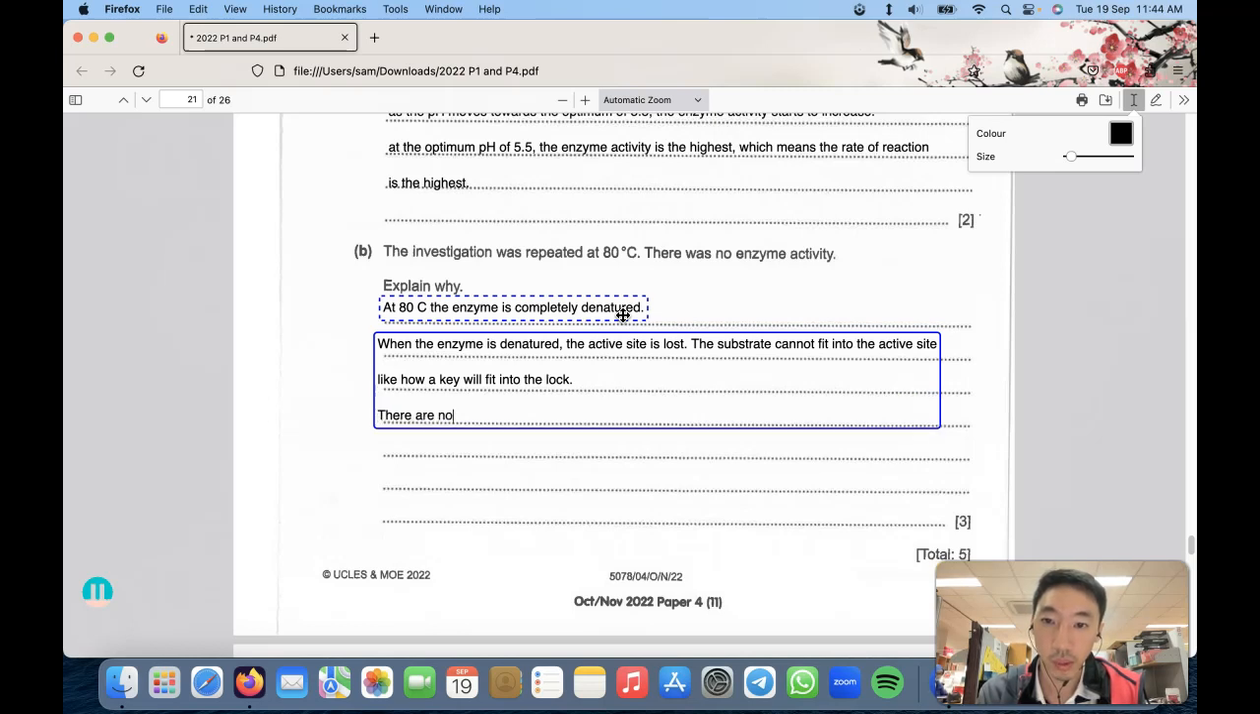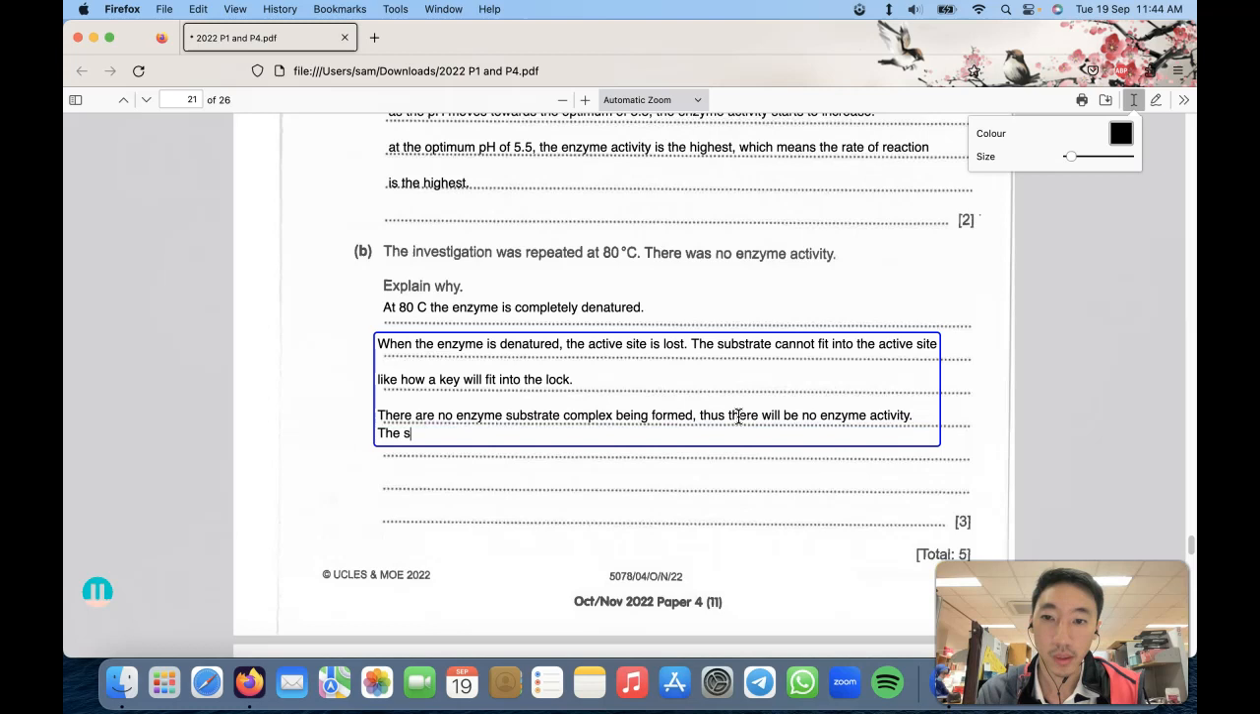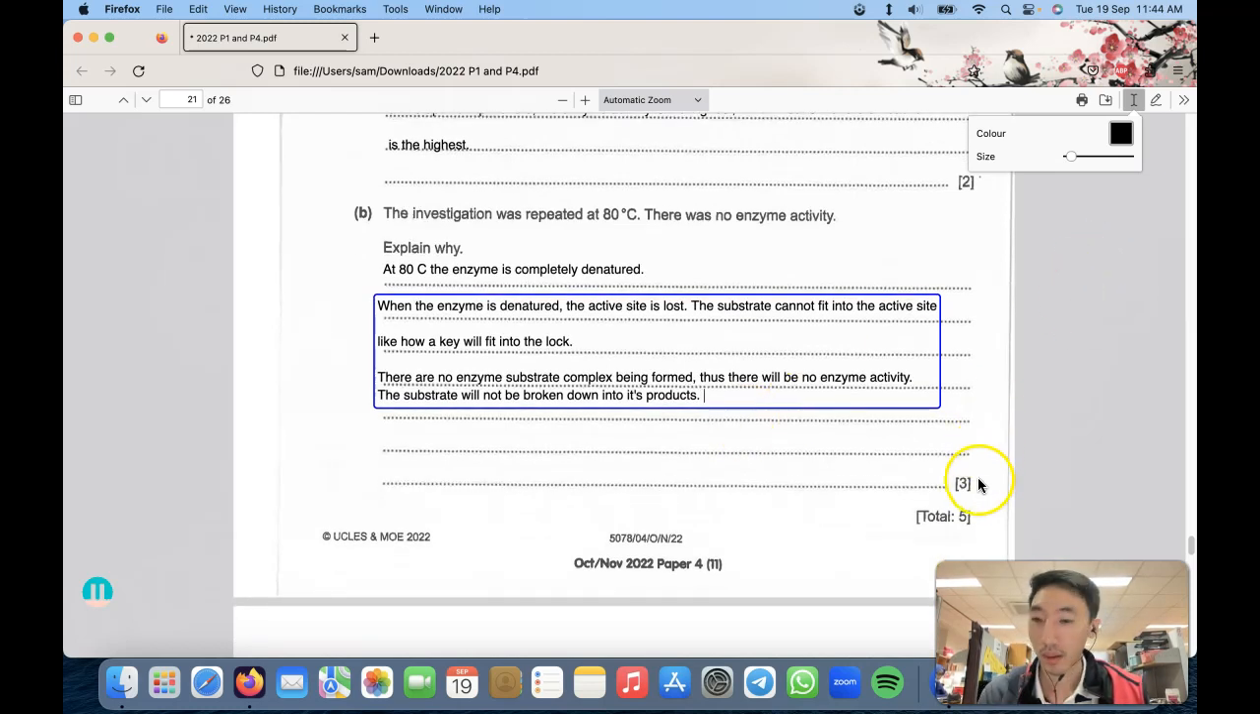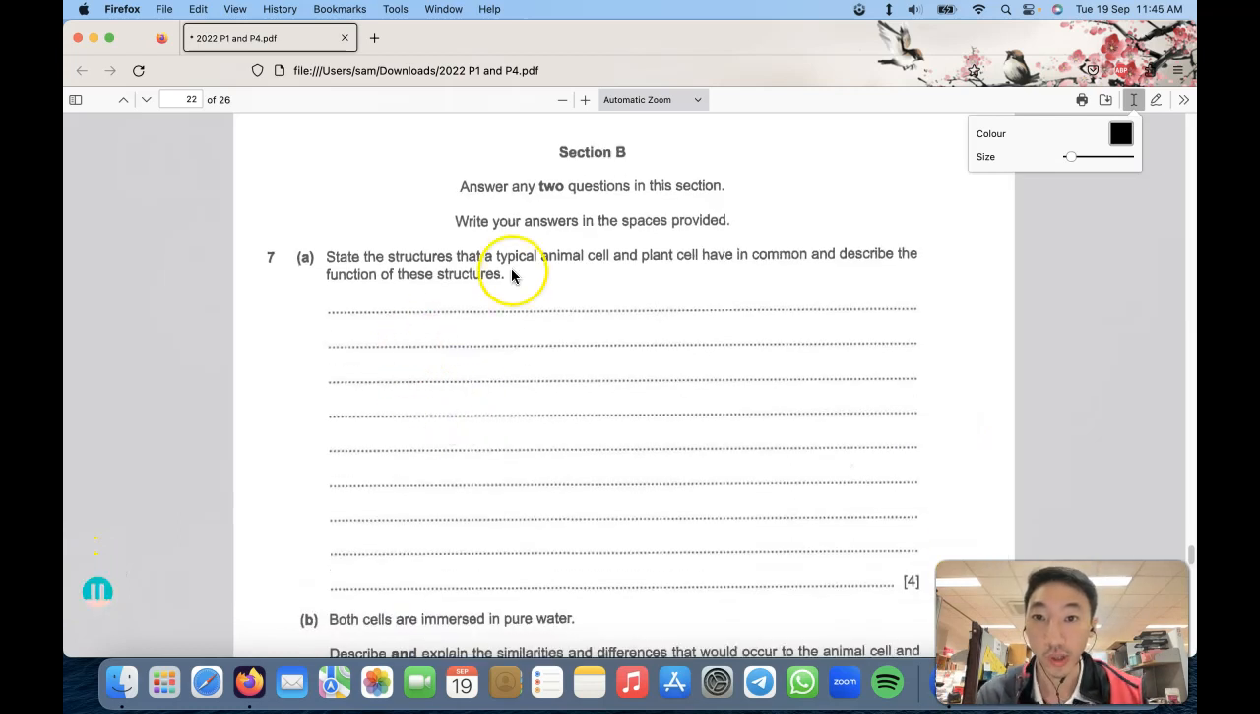There are no enzyme substrate complex being formed. I spell it separately. Thus, there will be no enzyme activity. The substrate will not be broken down into its products. Hold on, let me answer the question. Okay, now let's do section B.